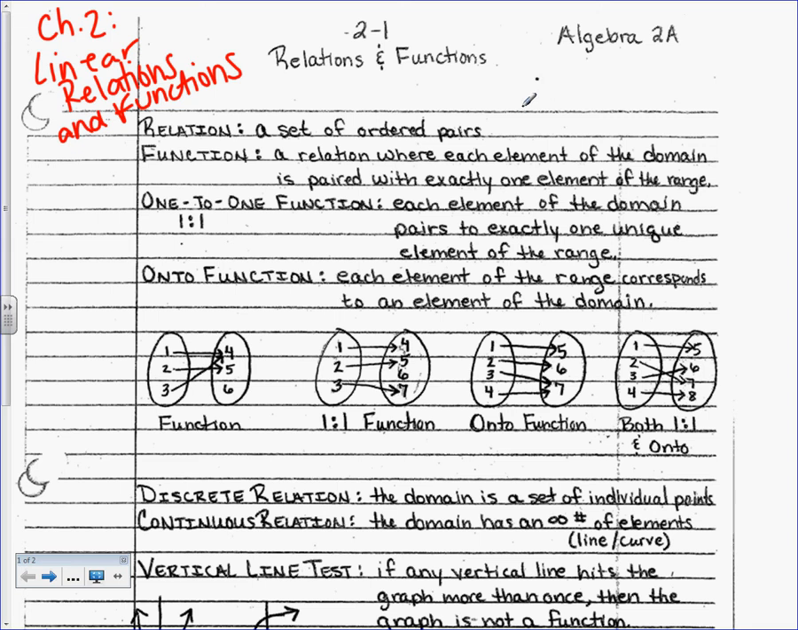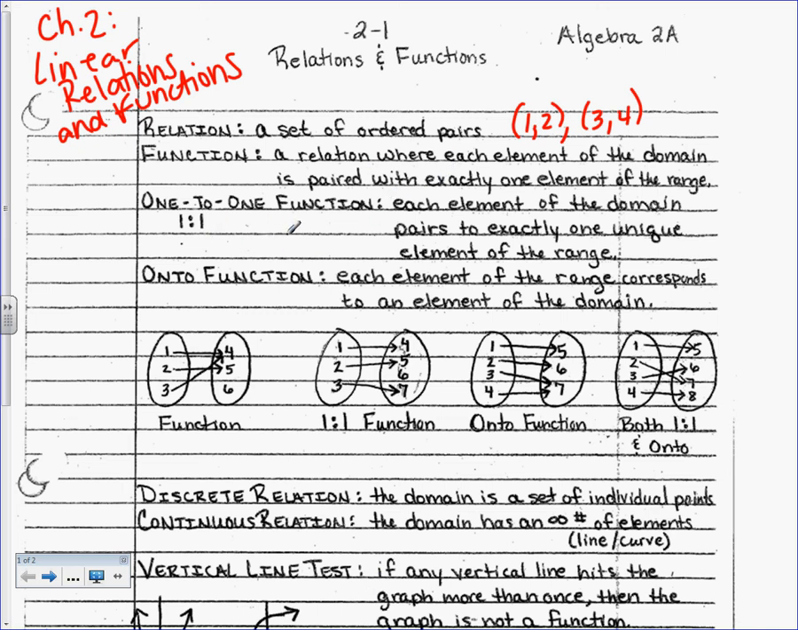So hopefully you remember an ordered pair looks like this, 1, 2, right? So that's your x, that's your y. 3, 4. These are ordered pairs, right? A function is a relation where each element of the domain is paired with exactly one element of the range. There's lots of different ways to explain that. So to determine if something is a function, we'll get to that down here in just a second.